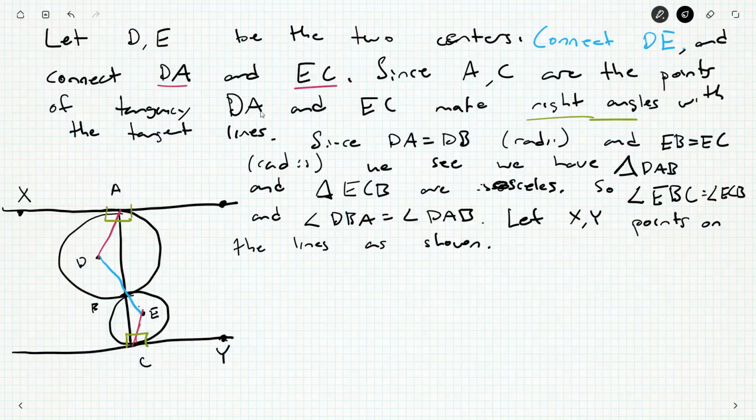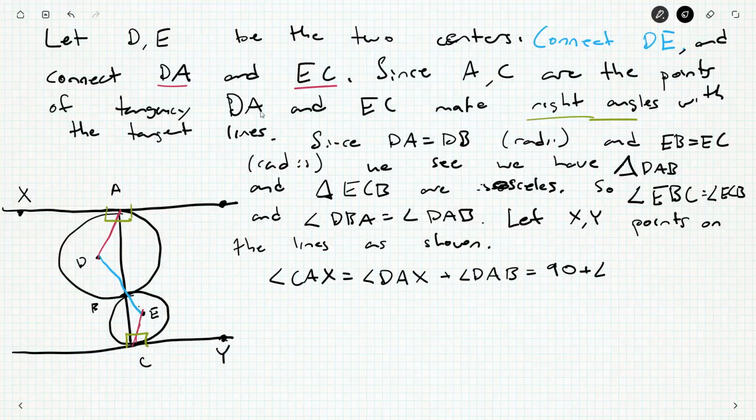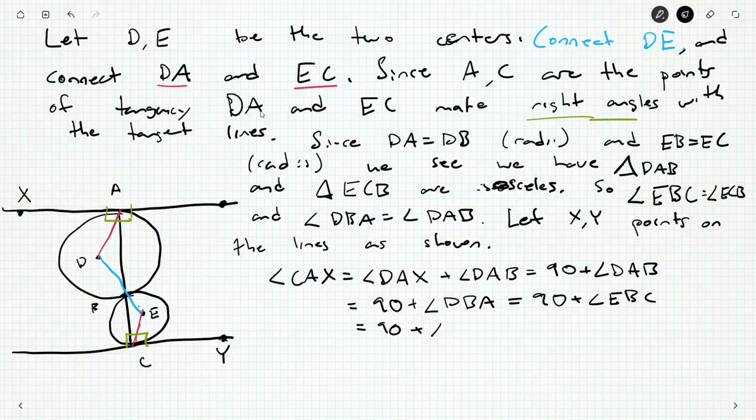So then CAX is DAX plus DAB, which is 90 plus DAB, which is 90 plus DBA, which is 90 plus EBC, which is 90 plus ECB, which is ECY plus ECB, which is equal to ACY.